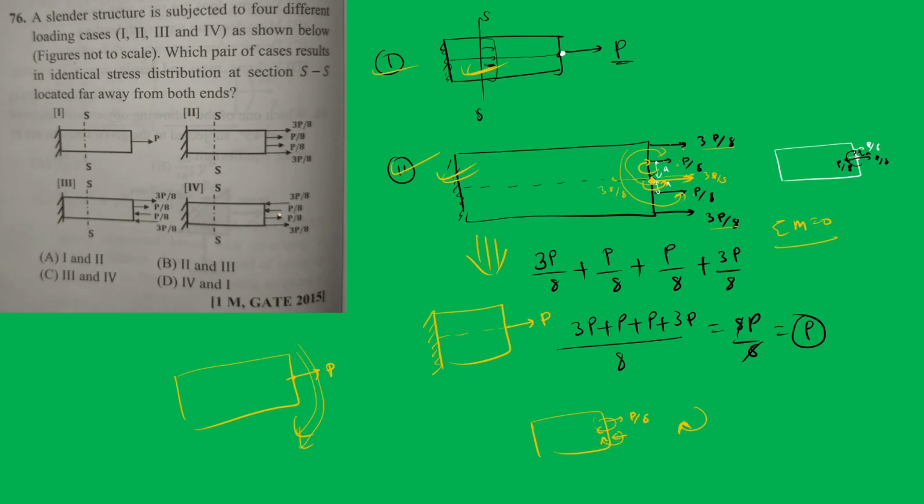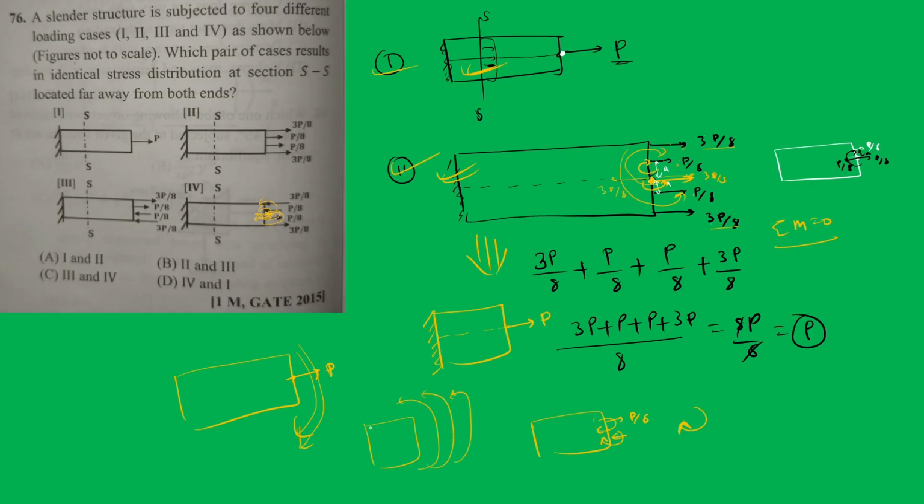Is that clear to you? So 3P by 8 and then P by 8, then there is P by 8 and then 3P by 8. Because of this, there will be a moment. This moment will be in this direction and this moment will be in this direction, and then P by 8 and P by 8. So if you bring it to the center, this one and this one, there will be a moment again, in this direction.